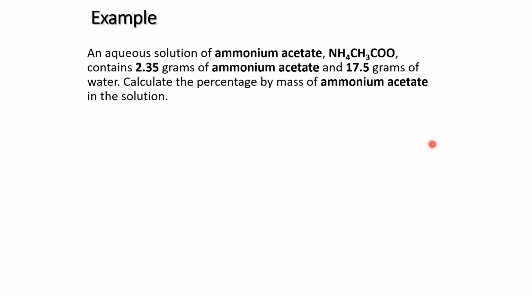So let's look at a couple of questions. It says an aqueous solution of ammonium acetate contains 2.35 grams of ammonium acetate and 17.5 grams of water. Calculate the percentage by mass of the ammonium acetate in the solution. So we need to know the mass of the component, in this case the ammonium acetate, and we need to know the mass of the solution. Now, this is not the mass of the solution, the 17.5 grams. This is the mass of the water.